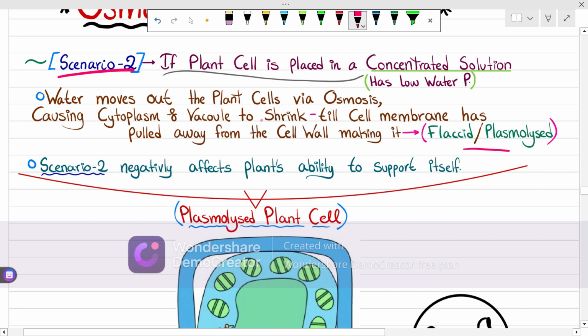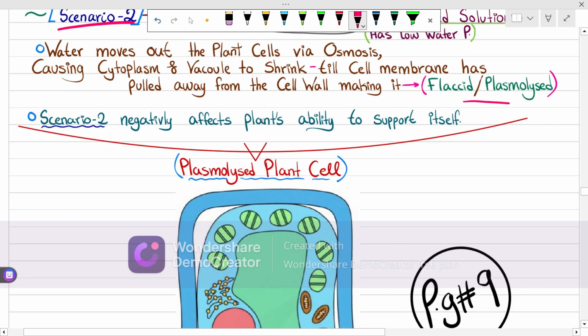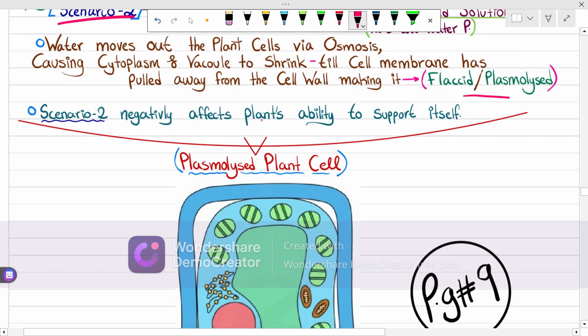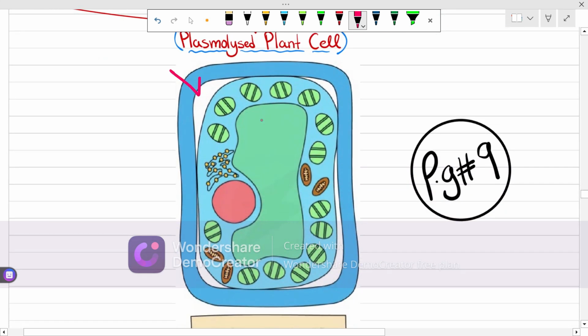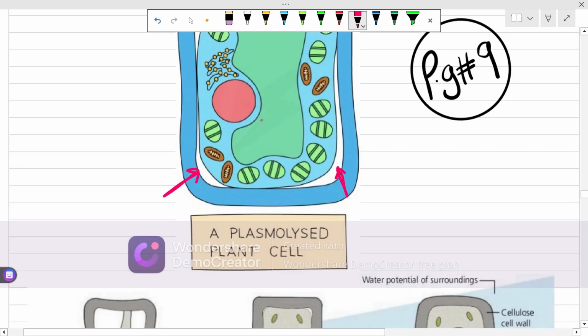This scenario negatively affects the plant's ability to support itself since the cell wall has become detached from the cell membrane. See? It's detached. This means it's plasmolyzed or flaccid.